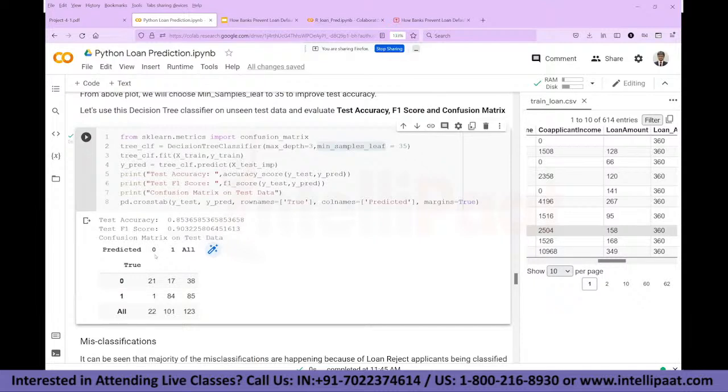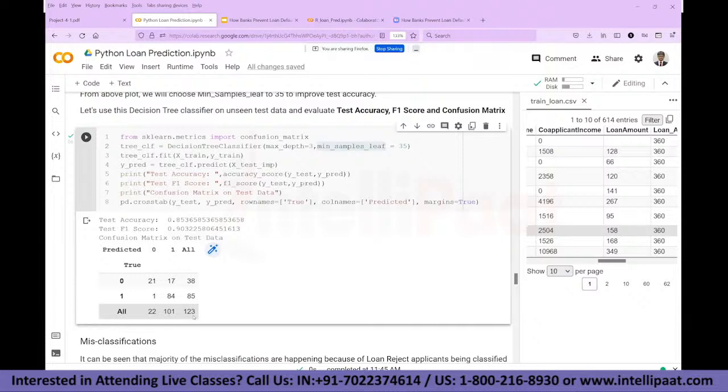21 samples. Similarly, my loan prediction was 0 actually, but I predicted 1. How many cases happened? 17 samples, right? Similarly, my actual was 1, which means I should give the loan, but my predicted was 0. That happens in one case. My actual was 1 and predicted was also 1. That happened in 84 cases, right? So that's basically my confusion matrix that gives us the idea about what the actual value was and what my model predicted.